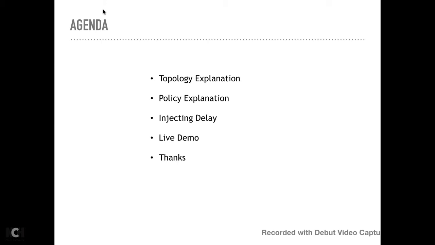The overall video will go with the following agenda: topology explanation, and then we will directly jump onto our lab, explaining the policy, what happens and why it happens. Then we are going to inject a delay on the traffic between the two branches where the two hosts are communicating, and then we see the live magic. Okay, so let's kick off.